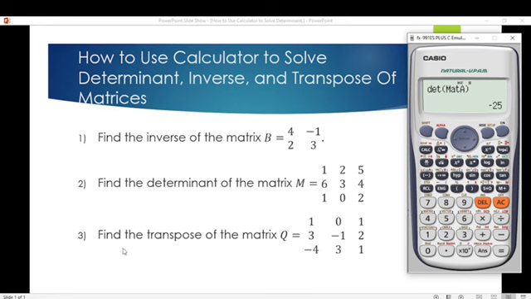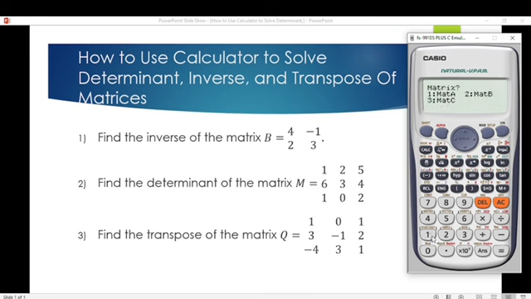We have to find the transpose of the matrix Q, which is a 3x3 matrix: 1, 0, 1, 3, negative 1, 2, negative 4, 3, and 1. So let's go and input our data into our calculator. So you press on Shift and number 4. Then we choose number 1 so that we can go and enter our data in. So press on number 1.